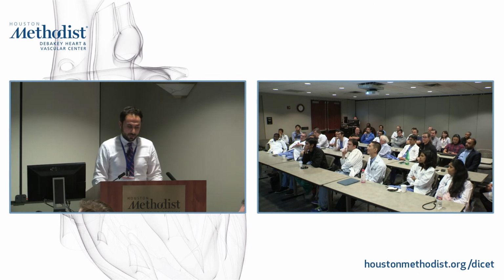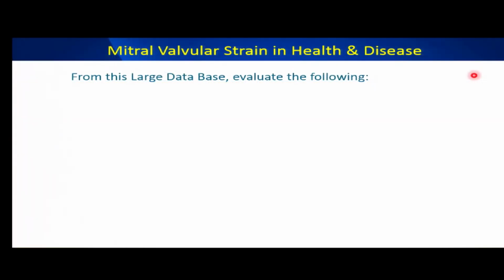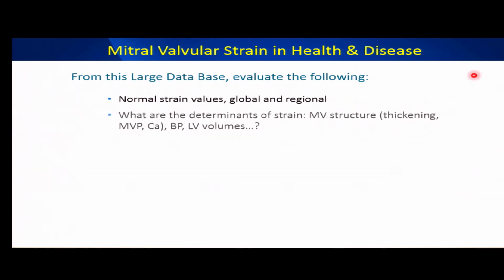So at the end, I'm going to show basically all the combinations of the possible comparisons between the different patient groups. So we're going to try to compare at least the normal strain values, try to find out the normal strain values globally and regionally. What are the determinants of the strain pertaining to the mitral valve itself, the thickening, if we have prolapse, calcifications, or pertaining to the ventricle itself and the blood pressure?